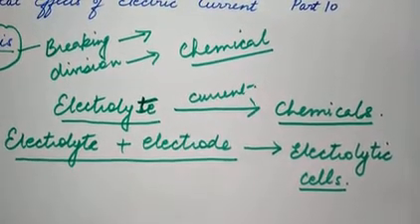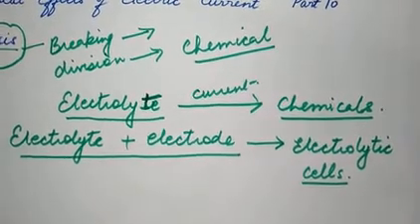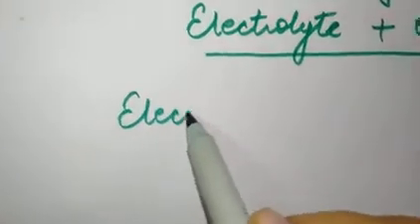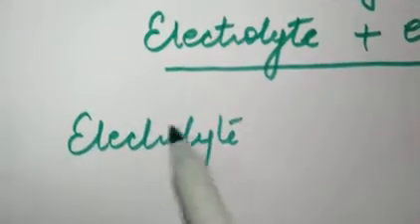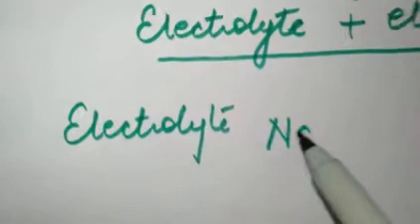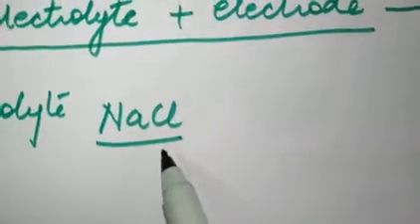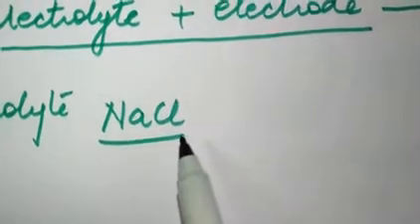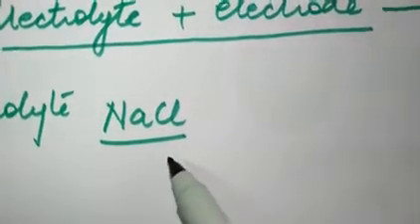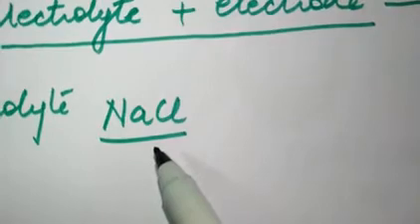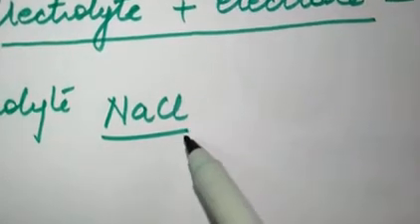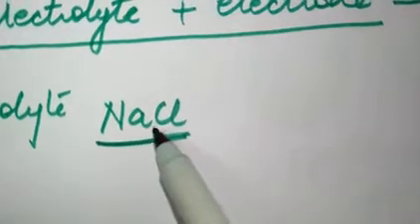So when electricity is passed through the electrolyte, what will happen? Suppose I take NaCl, sodium chloride. I take sodium chloride aqueous solution, or I take molten sodium chloride. In the previous class, we studied that molten sodium chloride is also an electrolyte. It's a conductor. Now we pass electricity through this electrolyte.